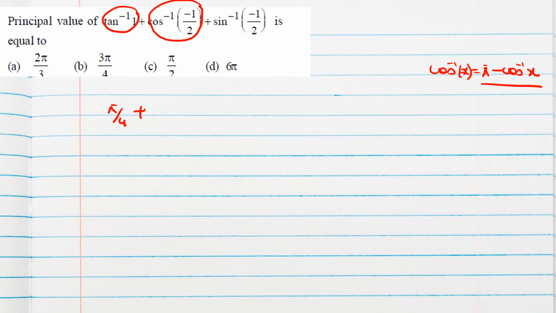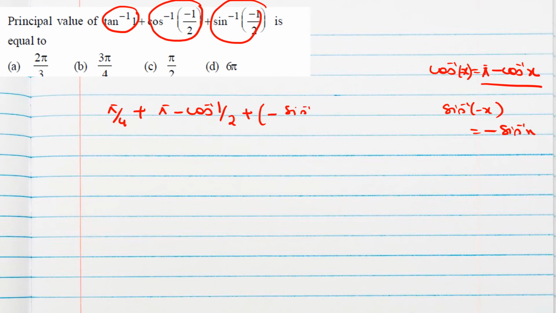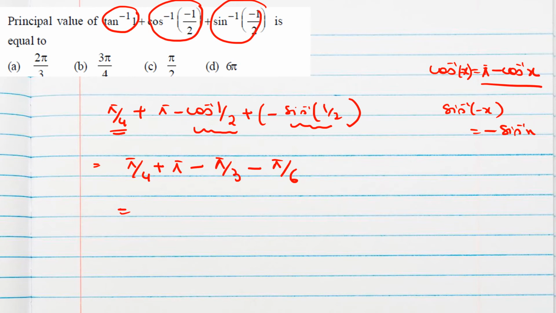So here we will write pi minus cos inverse 1 by 2. For negative value of sine inverse, we have sine inverse of minus x equals minus sine inverse x. So here we will apply that, which means we will write minus sine inverse 1 by 2. Already I found tan inverse 1 is pi by 4. Pi cos inverse half means 60 degrees, so that will be pi by 3. Here sine inverse half means 30, that is pi by 6. So we can solve this to get the final answer.